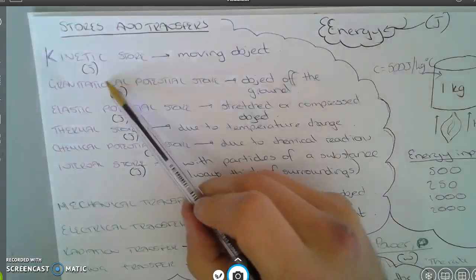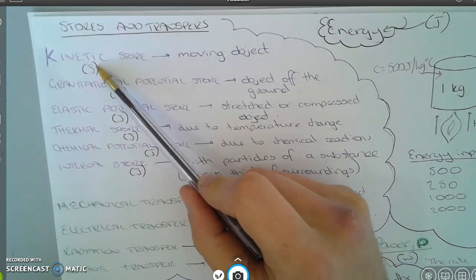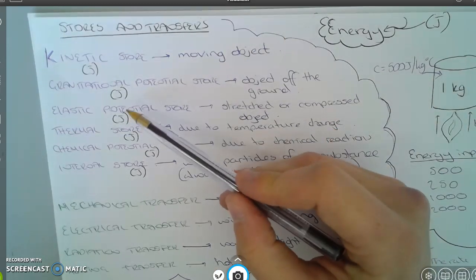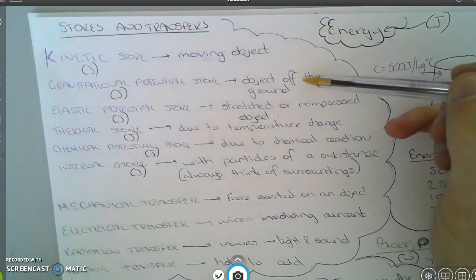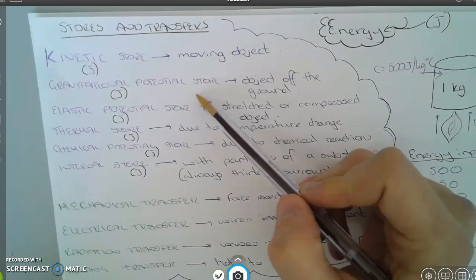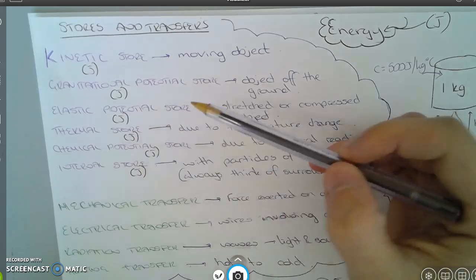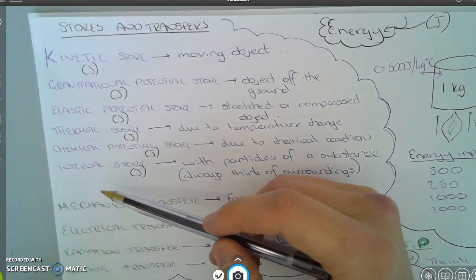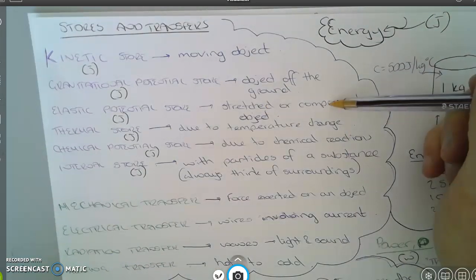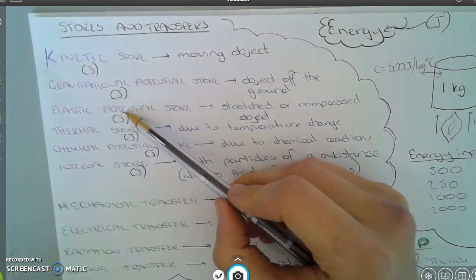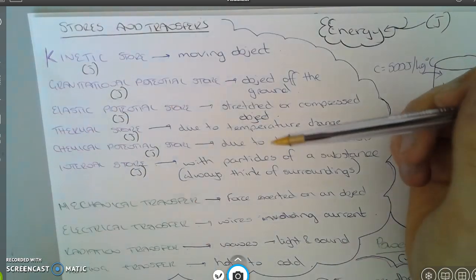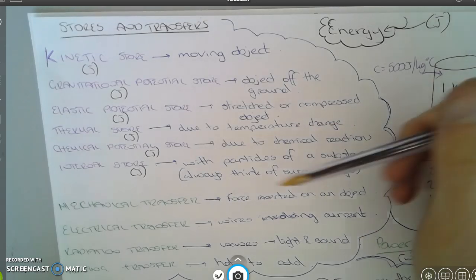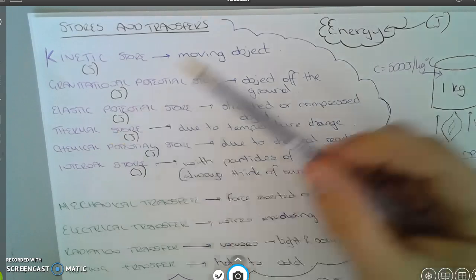So for example, energy can be stored in the kinetic energy store, which is the energy store for a moving object. Energy can be stored in an object that's off the ground, and we call that the gravitational potential energy store. So any object that is off the ground, we can say it has a store of gravitational potential energy. Any object that has been stretched or compressed, we say it has an elastic potential energy store. Any object that has had a temperature change, i.e. it's got hotter or colder, it's had a change in its thermal energy store.